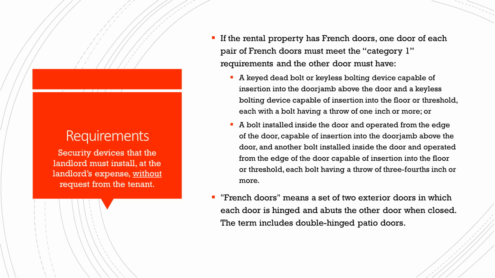What do we mean by French doors? It means a set of 2 exterior doors in which each door is hinged and abuts the other door when closed. So there are specific requirements for French doors in addition to your more typical exterior door that you might think of.